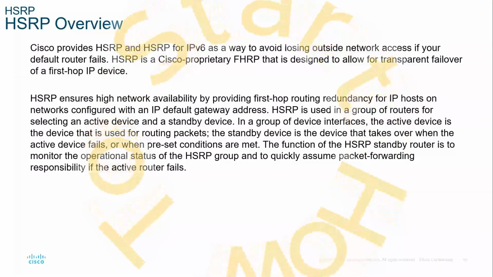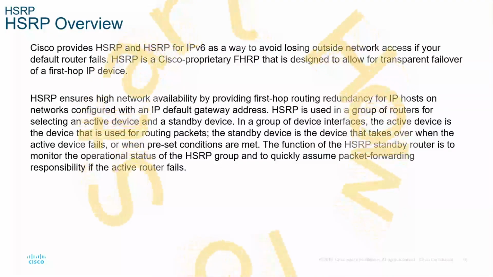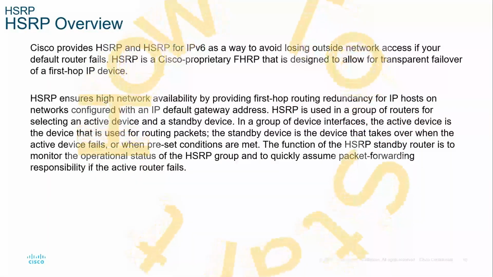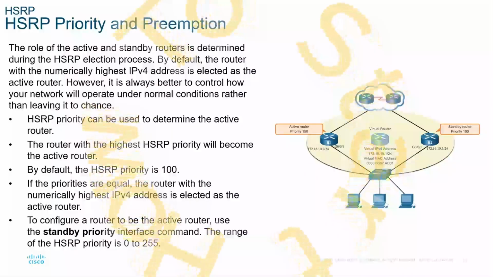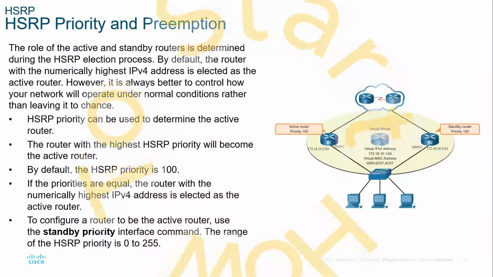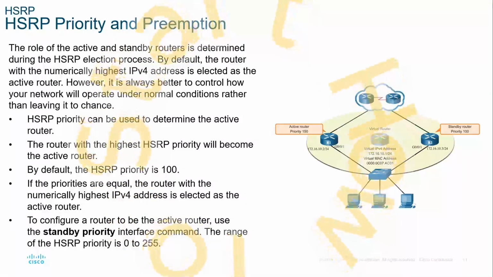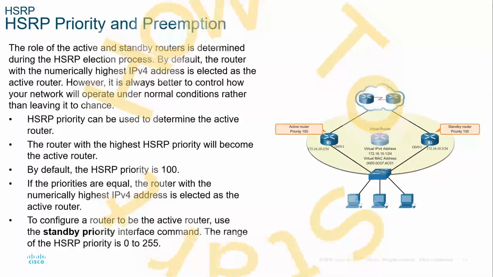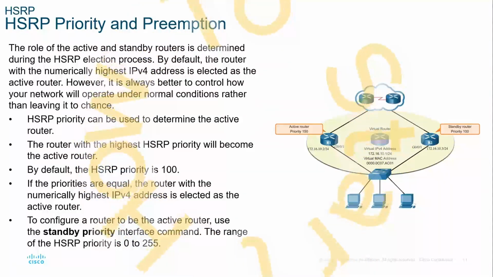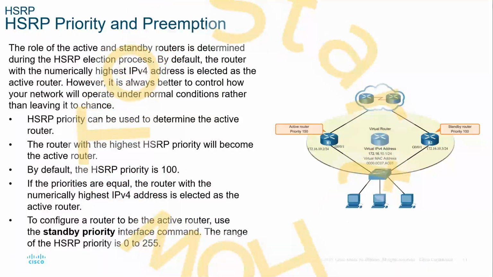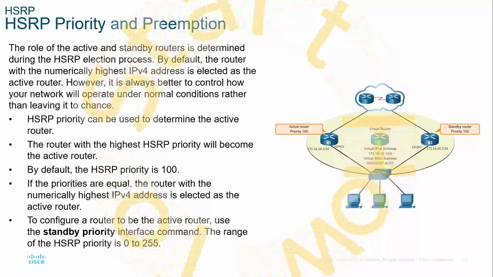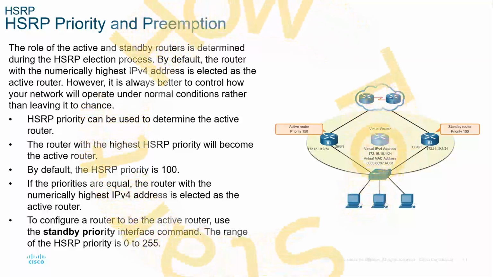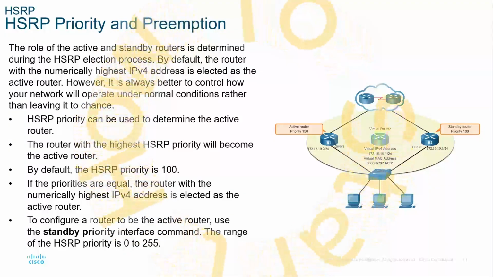HSRP groups are quick to assume packet forwarding responsibilities if the active router fails. The backup will respond back fairly quickly. So there's two major concepts when we're dealing with HSRP, and that's going to be priorities and preemption. The role of the active and standby router is determined by the HSRP election process, which determines which router is going to become active, which router is going to become standby, and how we are going to manage that.